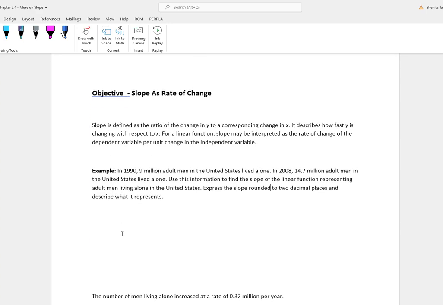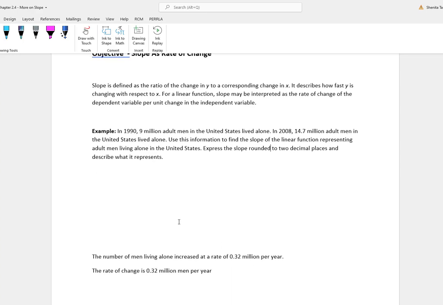So now we're going to talk about slope as a rate of change. Slope is defined as the ratio of change in y to a corresponding change in x. It describes how fast y is changing with respect to x. For a linear function, slope may be interpreted as the rate of change of the dependent variable per unit change in the independent variable. So let's look at this example.